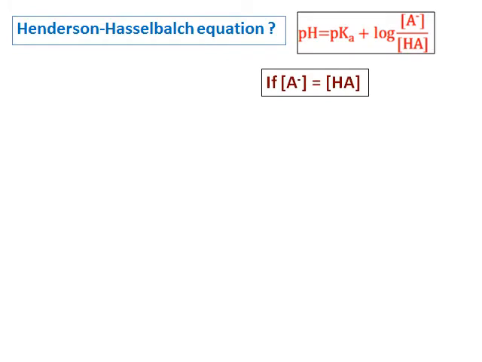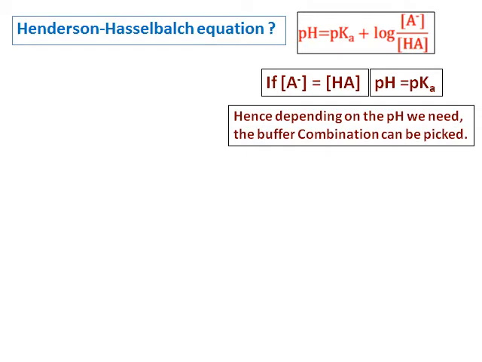Just imagine if we have the concentration of A- equal to the concentration of HA. In that case, pH is equal to pKa. In other words, if I need a solution of some pH, the only thing I have to look at is the pKa of the acid. If I take an acid which has a pKa value close to the pH value, I will get the solution with the desired pH. Therefore, this is what helps us pick the acid-conjugate base combination to attain the desired pH. So how do we do it?